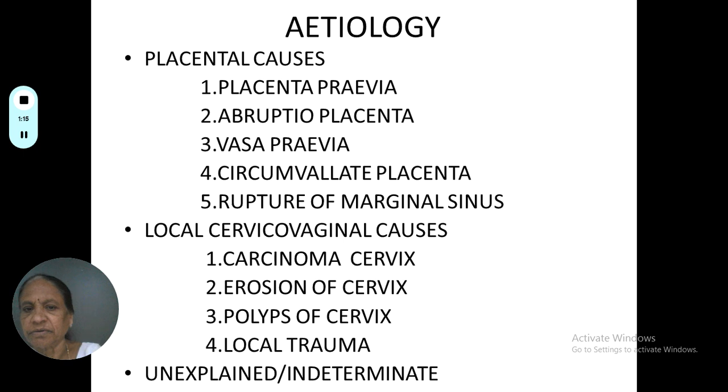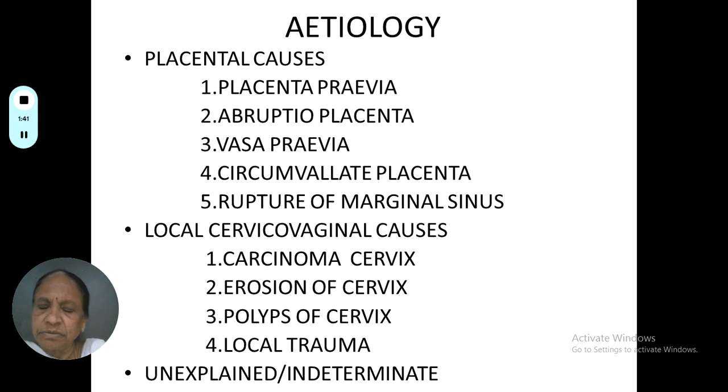The causes of antepartum hemorrhage may be placental causes. Number one is placenta previa. Usually the placenta is situated in the upper segment, either anteriorly or posteriorly. But in some situations, the placenta will be implanted in the lower uterine segment. That is called placenta previa. A second cause is abruptio placenta.